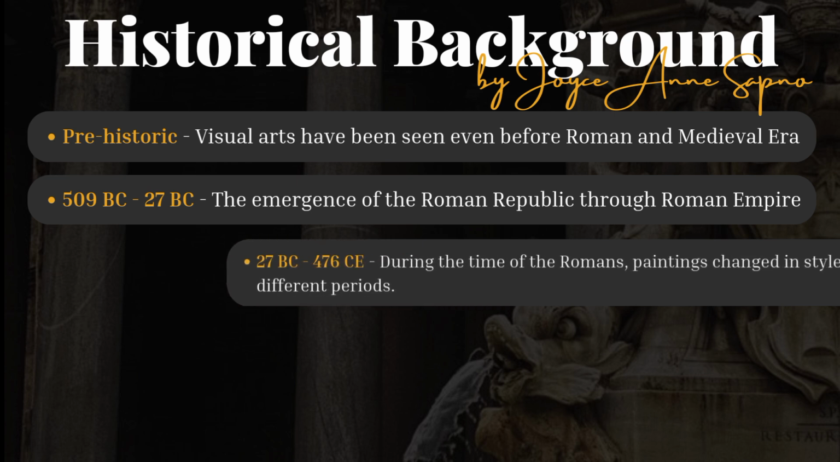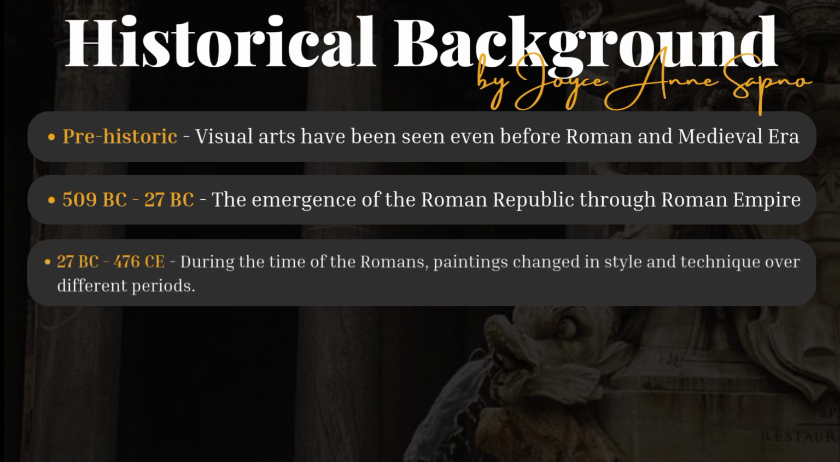During the Roman era, visual arts improved and developed more. Artists at that time were skilled enough to create sculptures, architecture, but most importantly, paintings. Roman paintings were presented in different styles during the different periods that arose from that era.